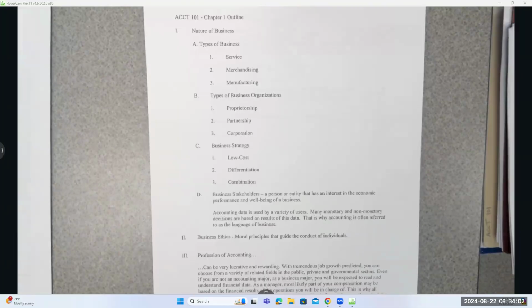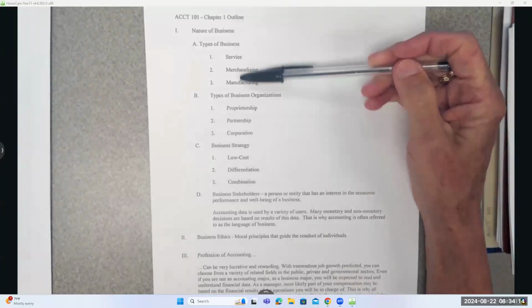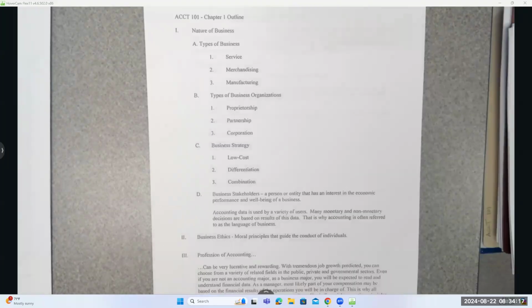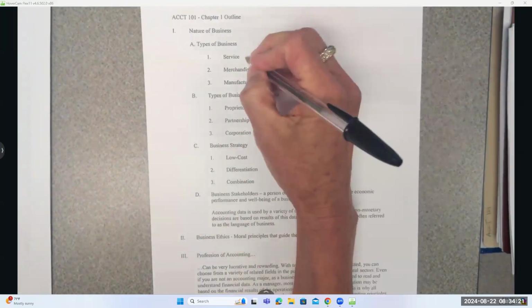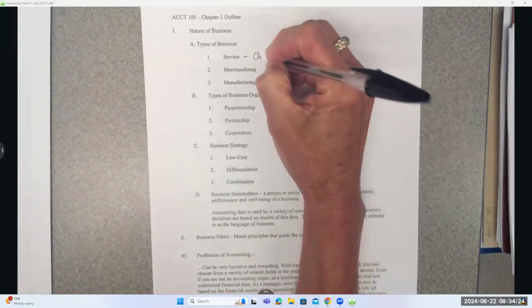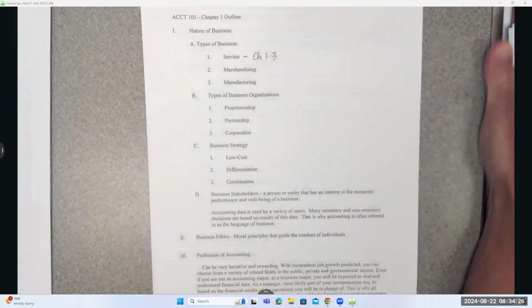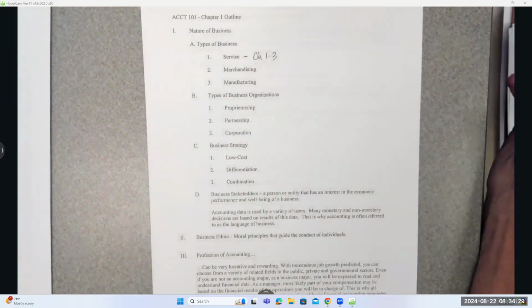So just a bit of an overview. Well, kind of, not a minor change until later in the semester, but types of business, very similar to what we did in Accounting 100. We will start out as a service business in chapters 1 through 3, where we will be selling services, most often consulting or business consulting or tax preparation, although there are a lot of different service industries.